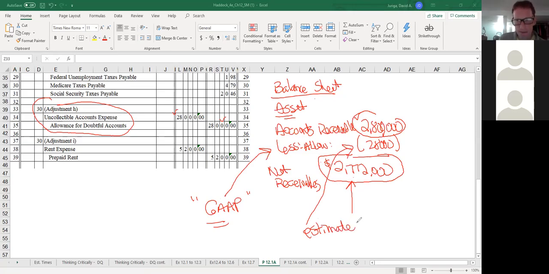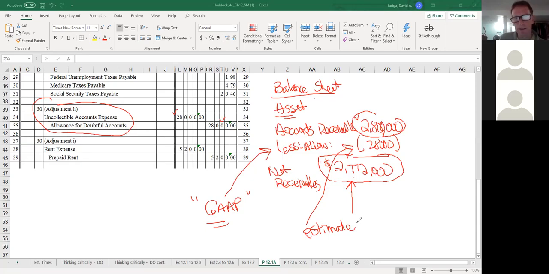All right. It doesn't mean that's what's going to actually happen. In fact, in reality, the actual amount that you lose will probably be either more or less than that amount. You're not going to be exactly 28,000. But the FASB says you've got to put this in your books. You got to do it.